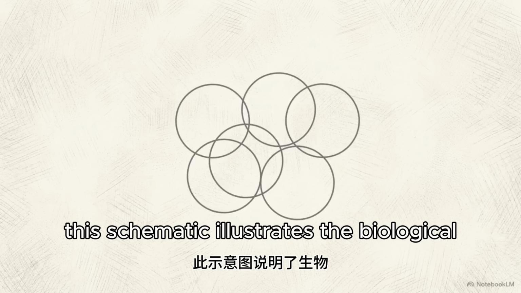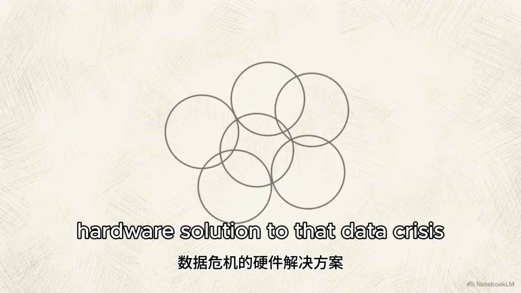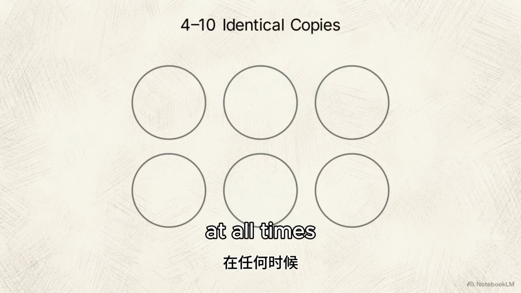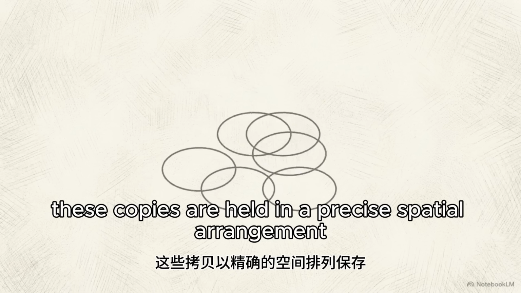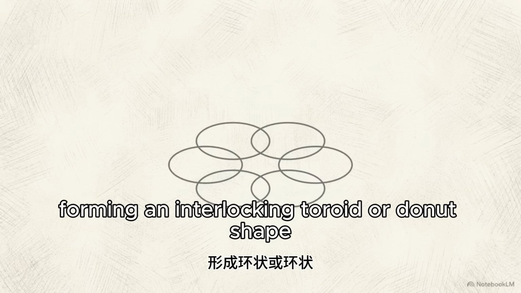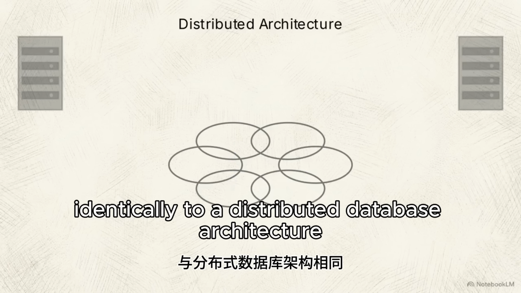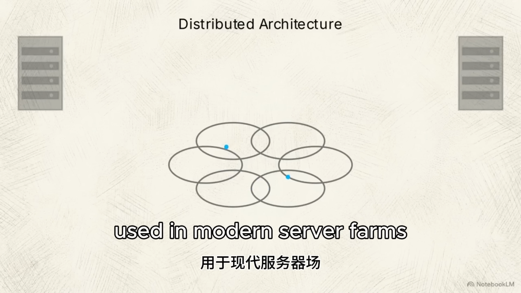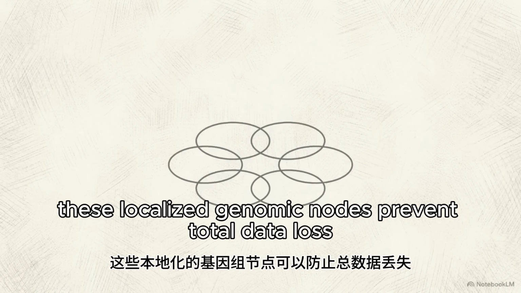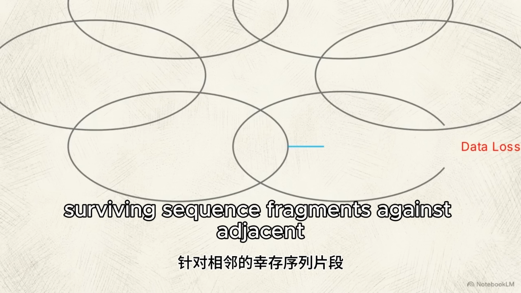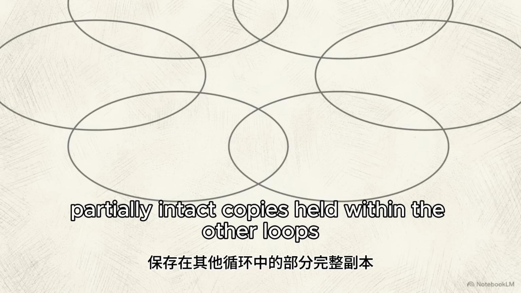This schematic illustrates the biological hardware solution to that data crisis. The organism maintains between 4 and 10 identical, redundant copies of its genome at all times. These copies are held in a precise spatial arrangement, forming an interlocking toroid, or donut shape. This redundant, interconnected arrangement functions identically to a distributed database architecture used in modern server farms. These localized genomic nodes prevent total data loss by cross-referencing surviving sequence fragments against adjacent, partially intact copies held within the other loops.